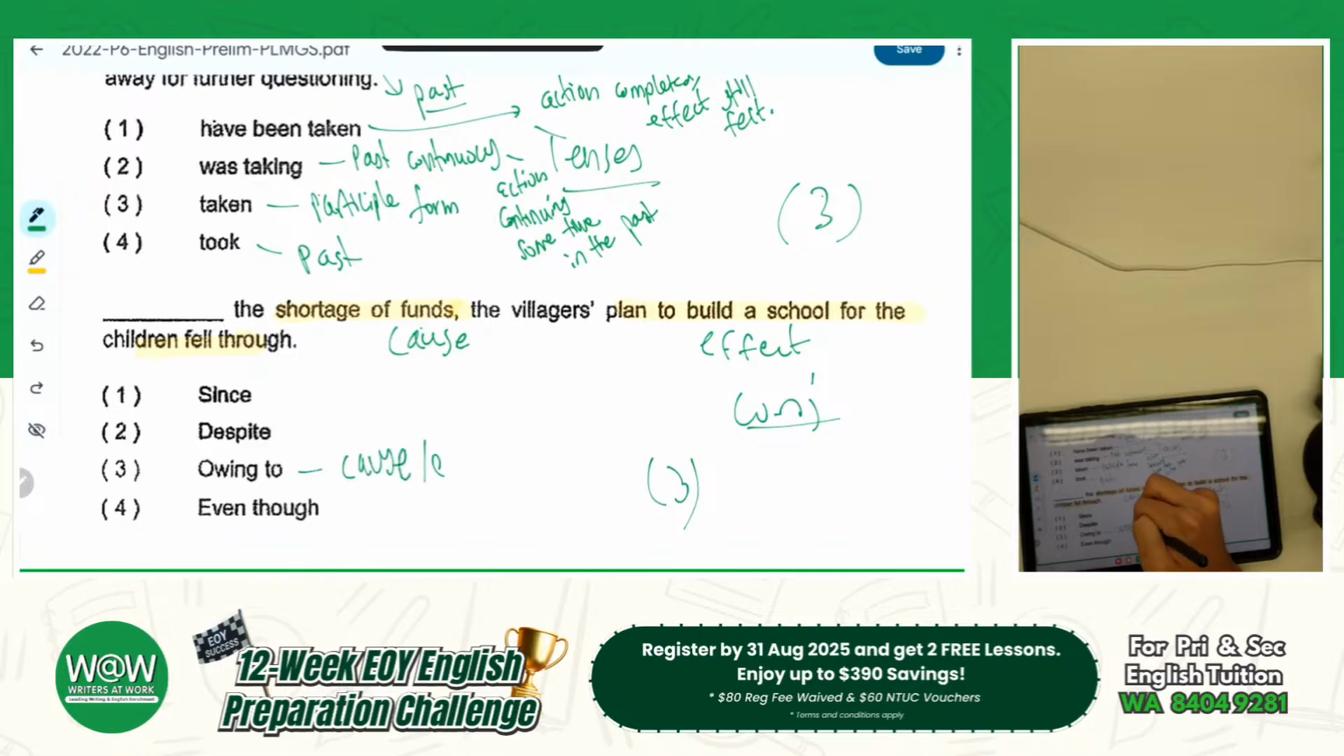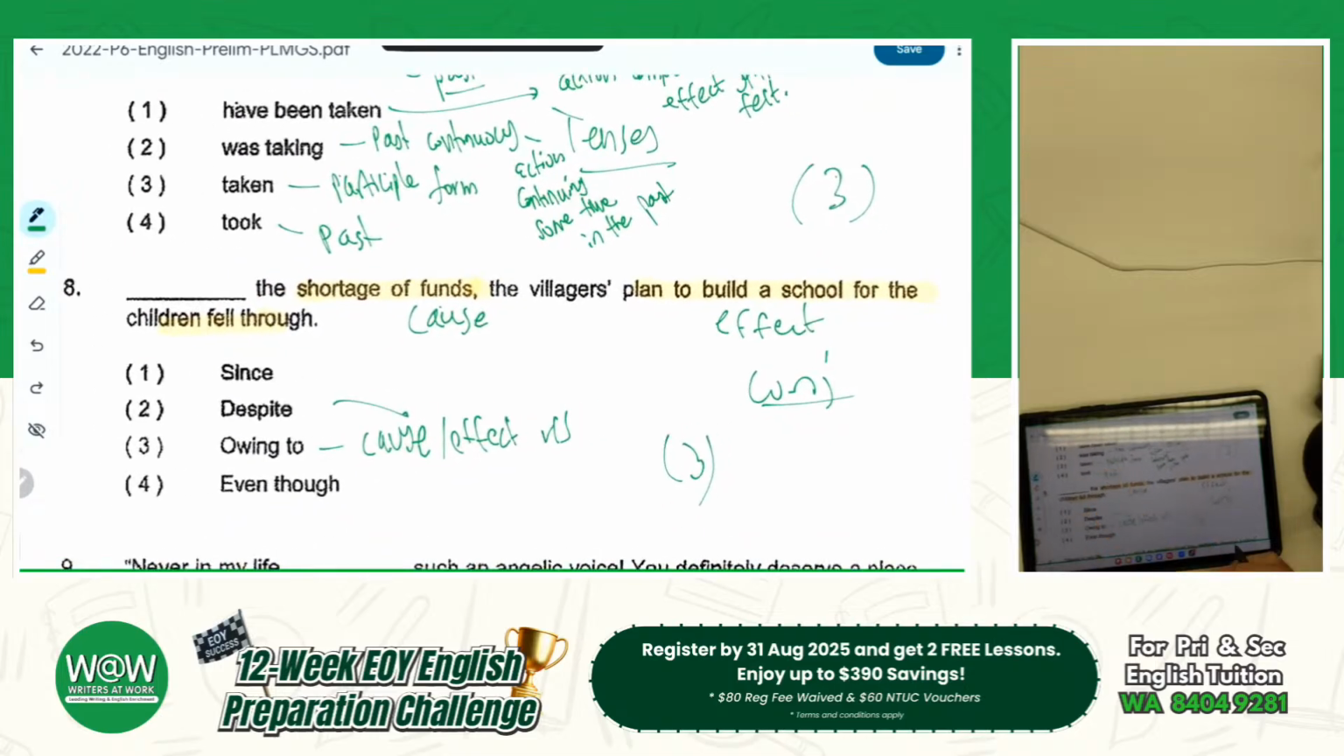because this shows cause-effect relationship. Now, looking at the others, the first one is since. Since here is used to show, this question 8, right? It's used to show reasons. Since it was raining, I decided not to go to my running class. Despite is used to show contrast. Okay, even though this is also used to show contrast.